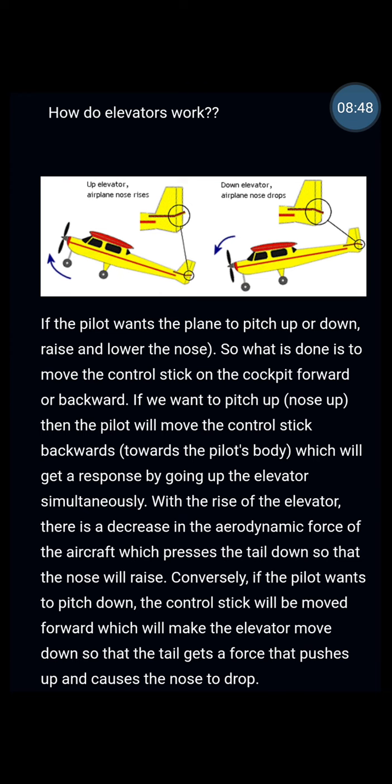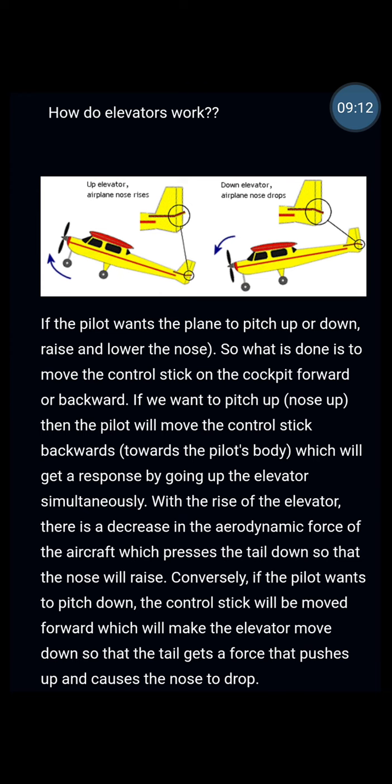simultaneously with the rise of the elevator. There is a direct change in the aerodynamic force of the aircraft, which presses the tail down so that the nose will rise.